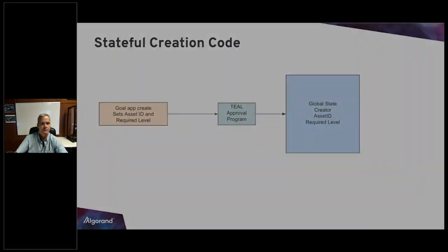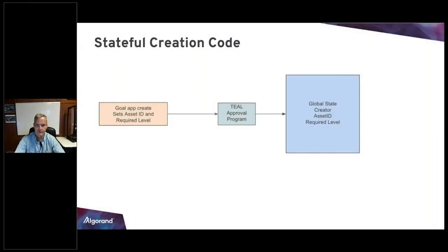All right. So moving on, in these 3 scenarios, I've got Go app create, which sets the asset ID and the required level. I also put the creator of the contract in global state too, because what I want to make sure is if they call set level or clear level, that only the creator is allowed to call those methods on the smart contract. So those are the 3 global variables that I have associated with this.